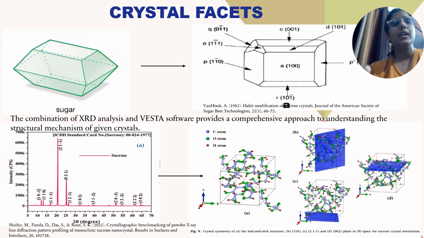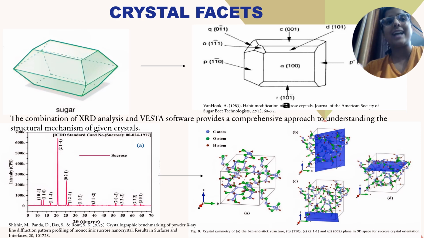Actually, these facets indicate how the crystal grew. Slow growing planes become large flat faces, while the fast growing plane may vanish. So the facet size and orientation show growth direction and stability. This facet diagram shows the crystal crystallizes in the monoclinic crystal system.